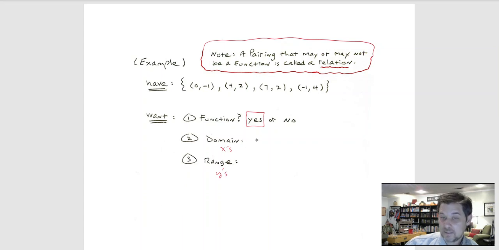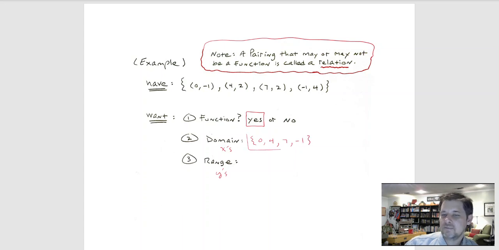So we might list it like this. We might say, okay, the domain being all the individual x's, 0 is one of them, 4 is one of them, and then 7, and then -1. Okay, so there's your domain.